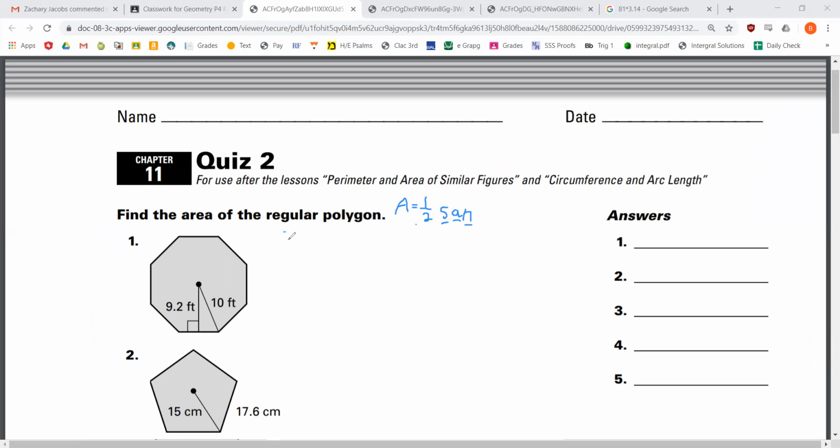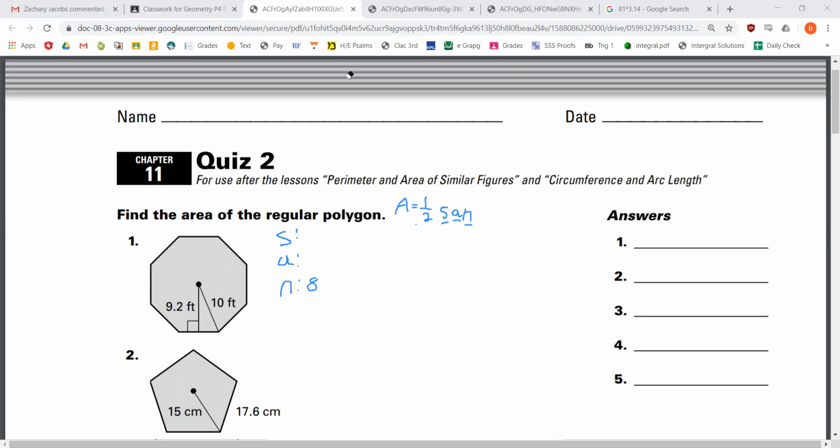So maybe one way we could do this is just point out all our variables before we even try to solve. Okay, so we got S, A, and N. Now, the number of sides, you could just count. So that's 1, 2, 3, 4, 5, 6, 7, 8. So N is 8 in this case, because there's 8 sides.